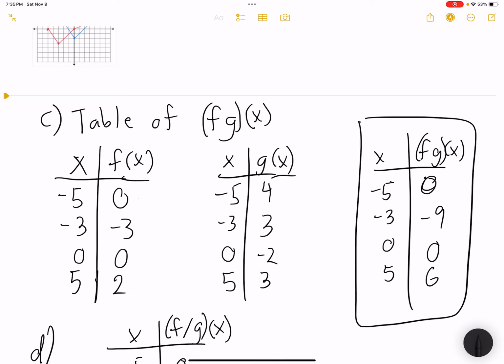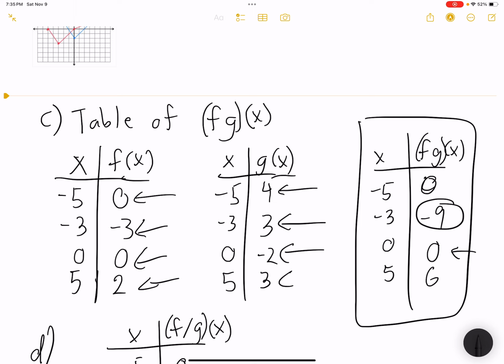So -5 goes to 0 because f of x at -5 is 0, and g of x is 4, so 0 times 4 is 0. The next one, -9, I'm getting that from the 3 and the -3. f and g are -3 and 3, multiply them, you get -9. 0 times -2 is 0. 2 times 3 is 6, and that's where the answers are coming from.